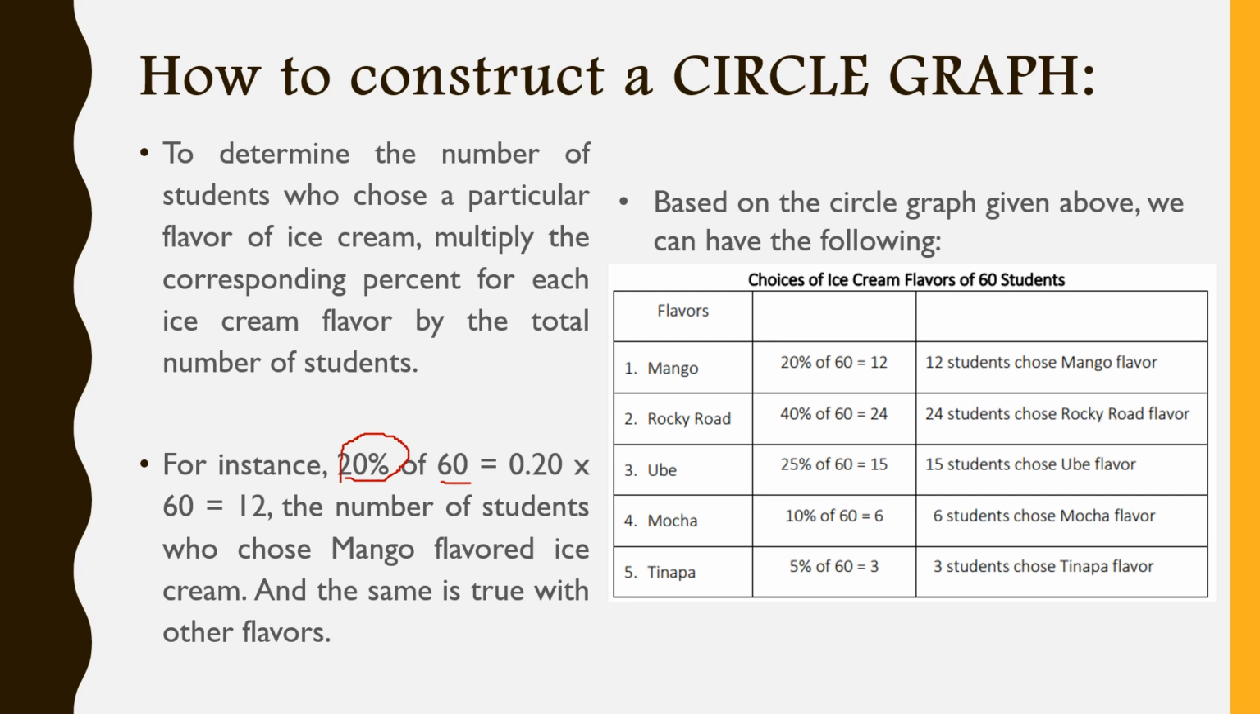For mango, let's say, for example, 20% of students like mango, and there are a total of 60 students. So 20% of 60 is equal to 12. It means that during the gathering of data, 12 students chose mango flavor. For Rocky Road, 40% of 60 is 24. That means that 24 students chose Rocky Road. For Ube, there were 15 students. For Mocha, there were 6 students. And for Tinapa flavor, there were 3 students who chose it.